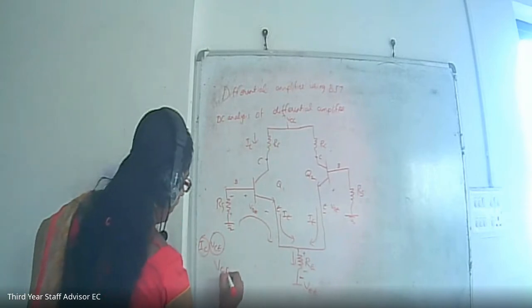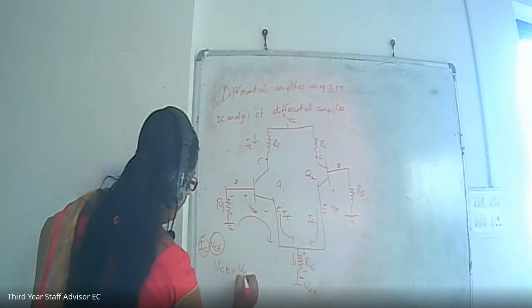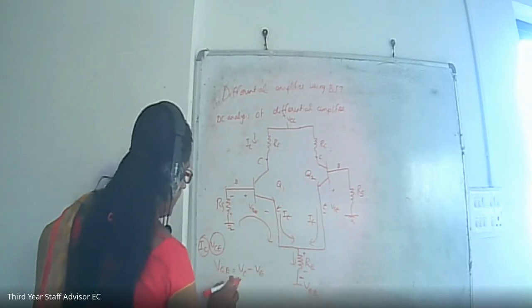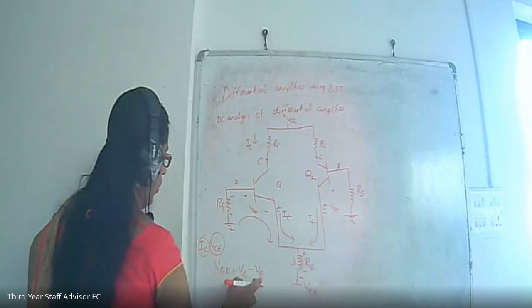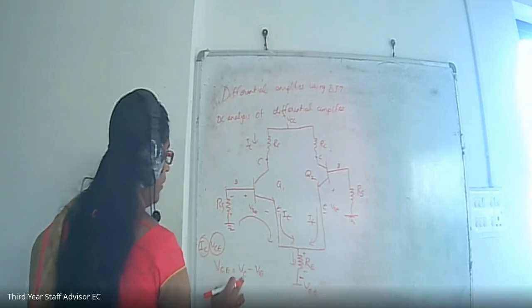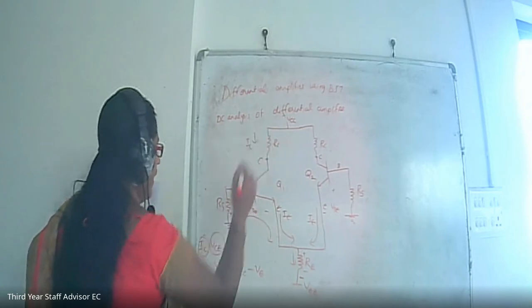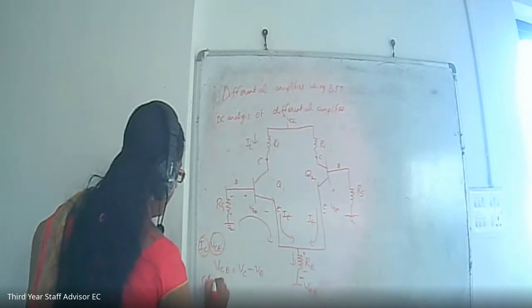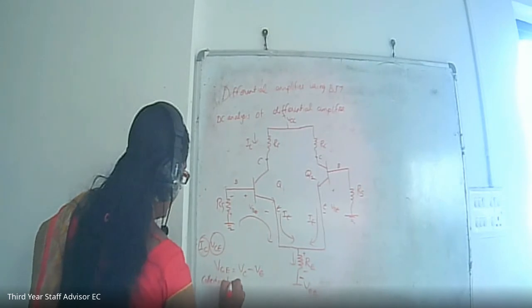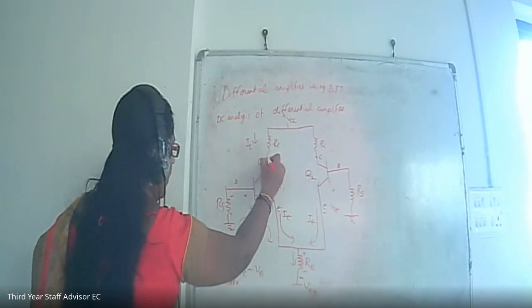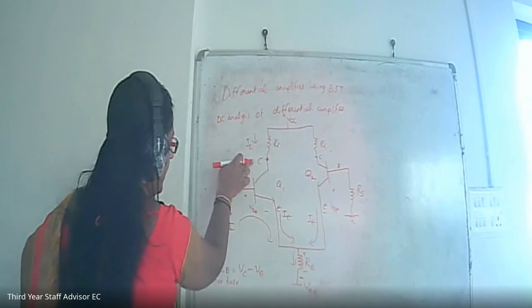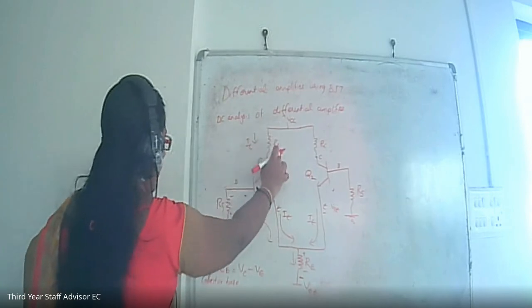So VCE value can be written as VC minus VE, that is collector voltage minus emitter voltage. First we have to find out the VC value, the voltage at this collector. For that we are considering the collector base loop. We need to find this value, so we are considering the loop up to this point.